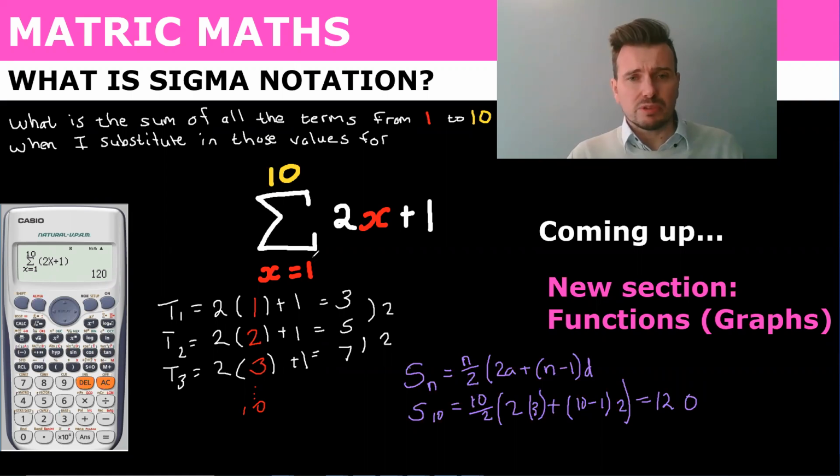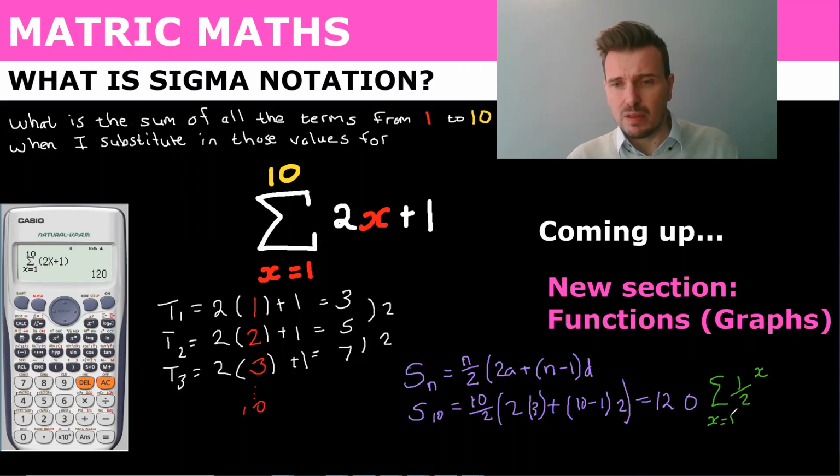What they could also do is put another type of governing rule in here. So instead of 2x plus 1, they could give you something like a half. I'll just write it in green at the bottom. So the rule could be a half to the x, something like that. And they could start at 1 and go to infinity.